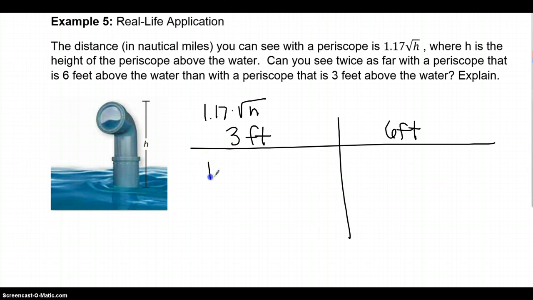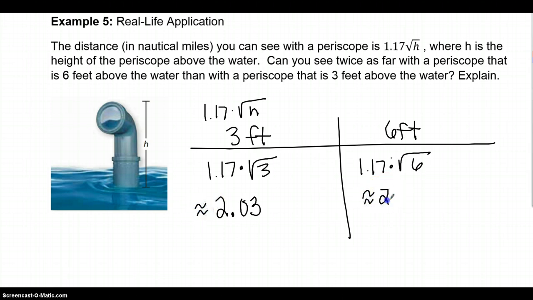Okay, so this would just be 1.17 times the square root of 3. And 1.17 times the square root of 6. Okay, if I use a calculator, I'm getting approximately 2.03 here. And if I use a calculator, I'm getting approximately 2.87. Okay, so obviously you can see farther with the 6 feet, but they're asking if you can see twice as far. Okay, so twice as far as 2.03 would be 4.06, because it would be double that distance.